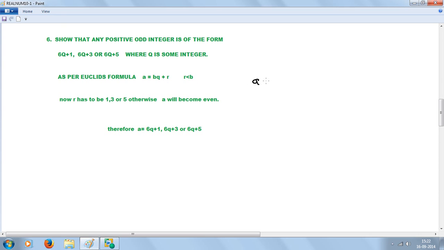Now A is equal to B multiplied by some q plus the remainder. If the remainder is an even number, then A will become even. Why? Let us take an example. 4 multiplied by 5 is 20, plus 2 means it becomes 22.